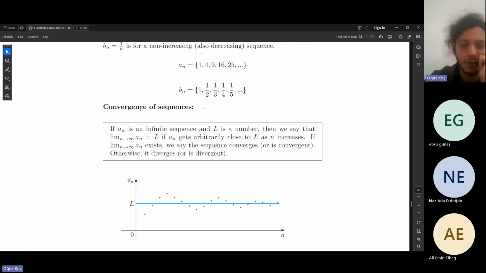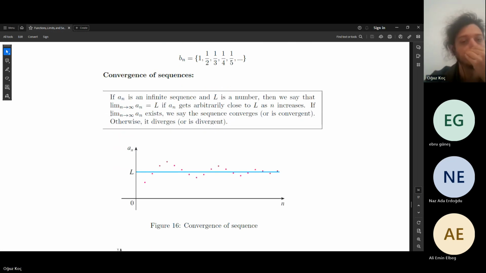Next is the convergence of sequences. And here is a formal mathematical definition of the convergence of sequences. We have a sequence a_n, an infinite sequence, where n goes to infinity, and L is a number. Then we say that when n goes to infinity, the limit of a_n is equal to L if a_n gets arbitrarily close to L as n increases.